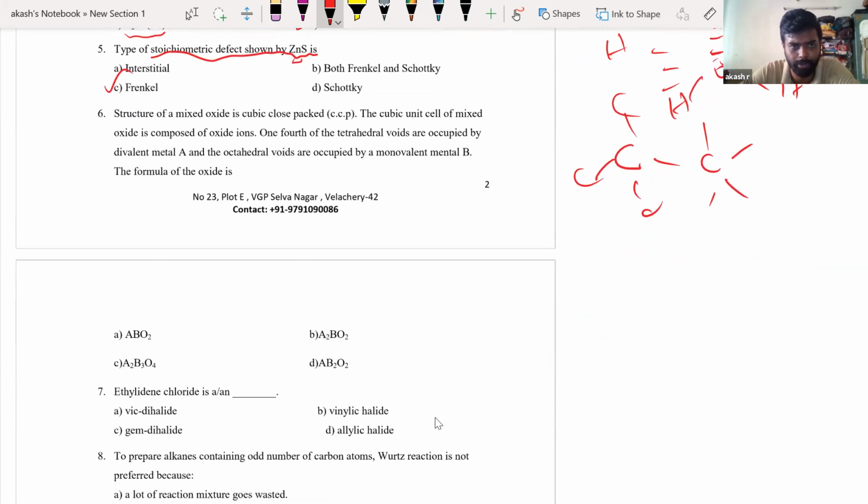This is again the formula type of questions. Okay, fine. Now look at this. A structure of a mixed oxide. What is a mixed oxide, people? What do you mean by a mixed oxide? What is a mixed oxide? Anybody knows? Or can you give me any example of a mixed oxide?